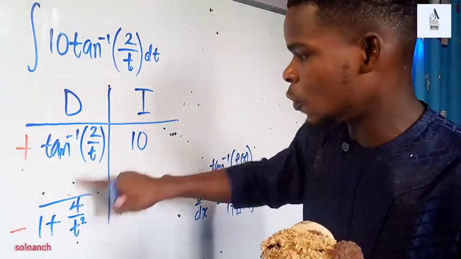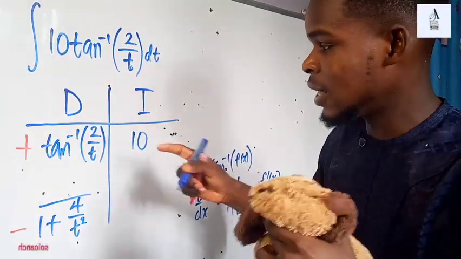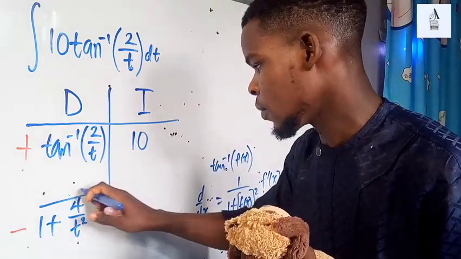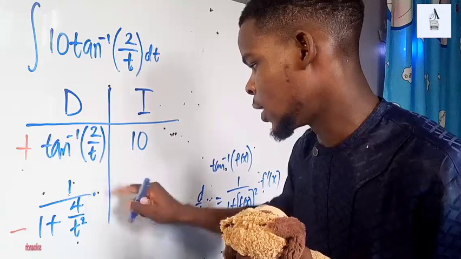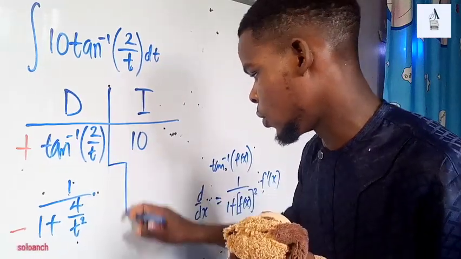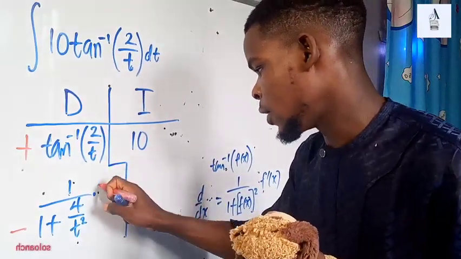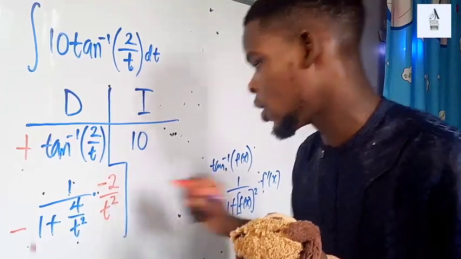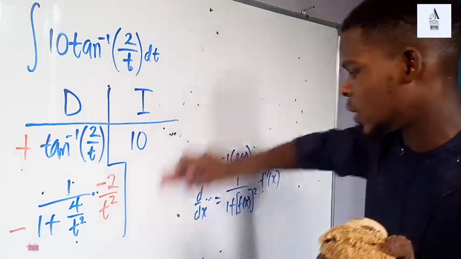So what is the derivative of 2 over t? Well, it is just negative 2 over t squared. So I'm going to multiply this by negative 2 over t squared. Let me give a little room here. Okay, very nice. So we are done with that.